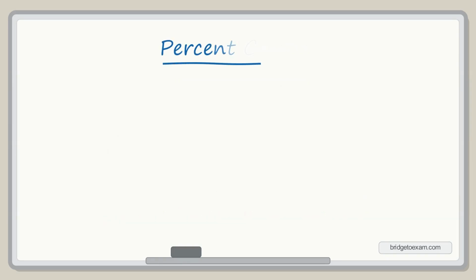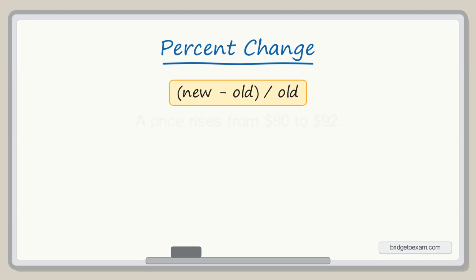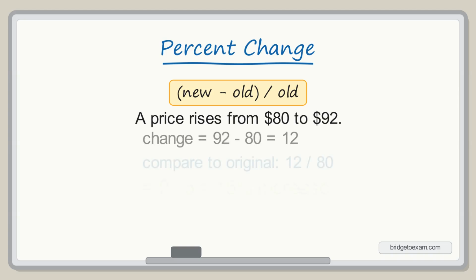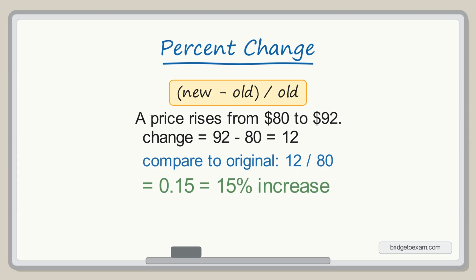For percent change, the denominator is the original value. If a price rises from $80 to $92, the change is $12. 12 divided by the original 80 is 15%. Do not divide by the new value.